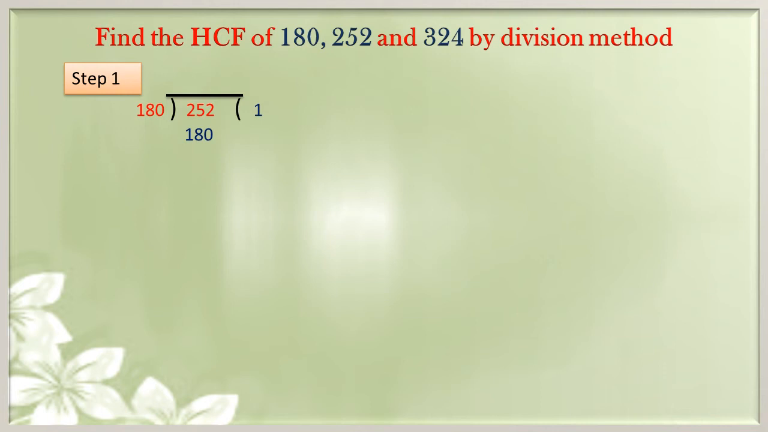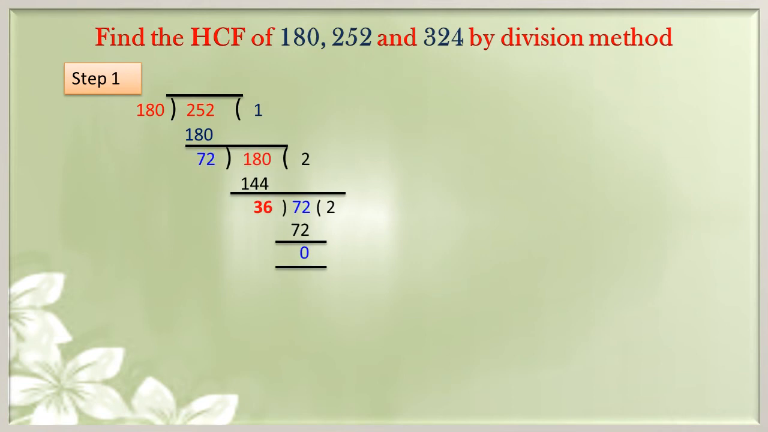So how many times we have 180 in 252? That is one time, so we can write 180. Now we are going to subtract 180 from 252. We'll get the remainder is 72. The remainder becomes the divisor and the divisor 180 becomes the dividend.